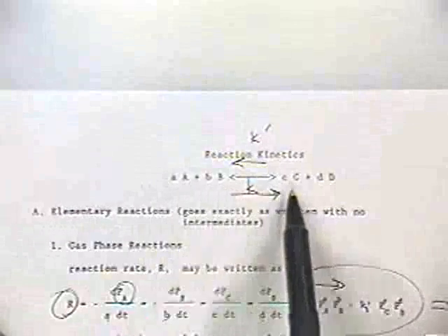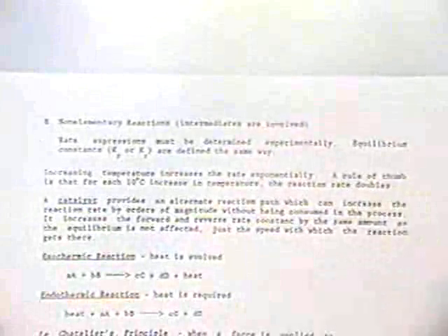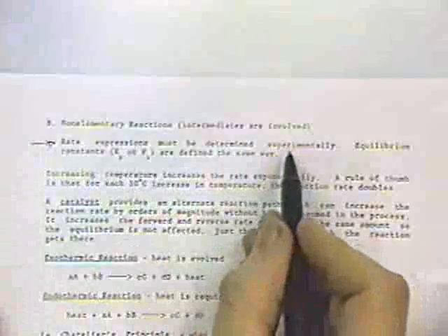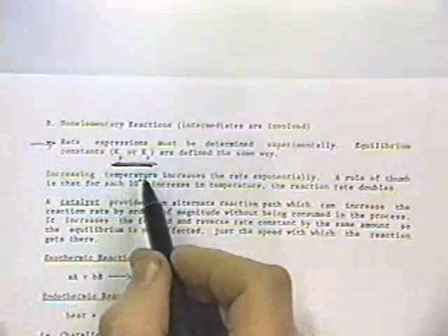Now, so far we've been talking about elementary reactions. Again, they go exactly as written. A and B really do slam together and form C and D. Non-elementary reactions have the overall stoichiometry of A and B going to C and D, but there's a lot of underlying substructure where you have no idea exactly what's going on, how A and B combine to form C and D. In that case, the rate equation must be determined experimentally. But interestingly, the equilibrium constants are defined the same way as they were with the elementary reactions.